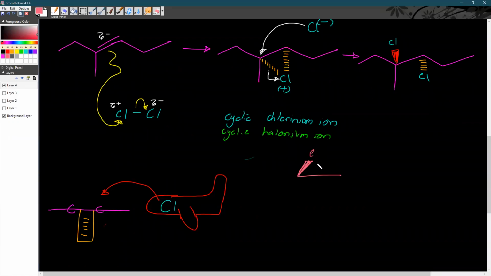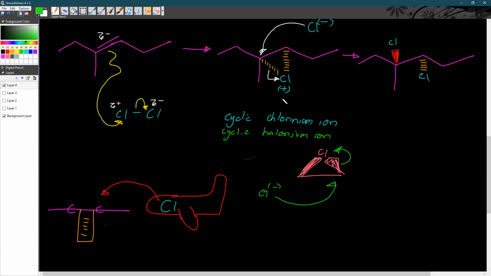Let me draw it like this. What happens if it had formed on the wedge? You know what I'm trying to draw, two wedges. Then the other negative chlorine would just come in from the other side and it would come in on the dash. Okay, so it comes to the opposite side. And this is what generates a wedge and a dash bond. And it's also why, at least for this molecule, there's no reason for why one forms over the other.